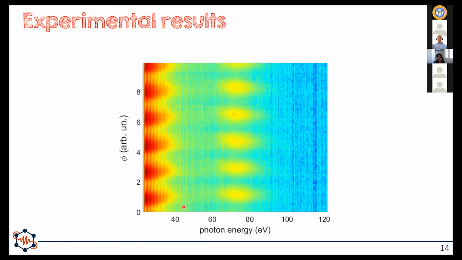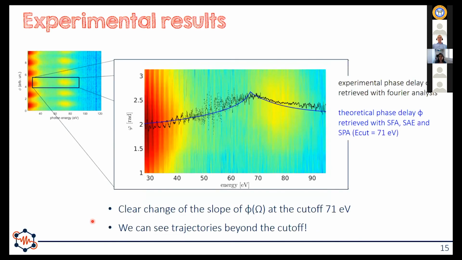So basically what you see here is the harmonic spectrum, this is the photon energy, and this is a sequence of harmonic spectra acquired for different phases between the two colors. You can see the periodicity here. And then we started the interpretation of these results. We can look at one of the periods here, and you can see the behavior. Basically, you can retrieve the experimental phase that maximizes each photon energy with Fourier analysis, and you get the black curve here. It's quite noisy where you don't have a lot of photons, but you can see the behavior, the black line, which is quite clear.